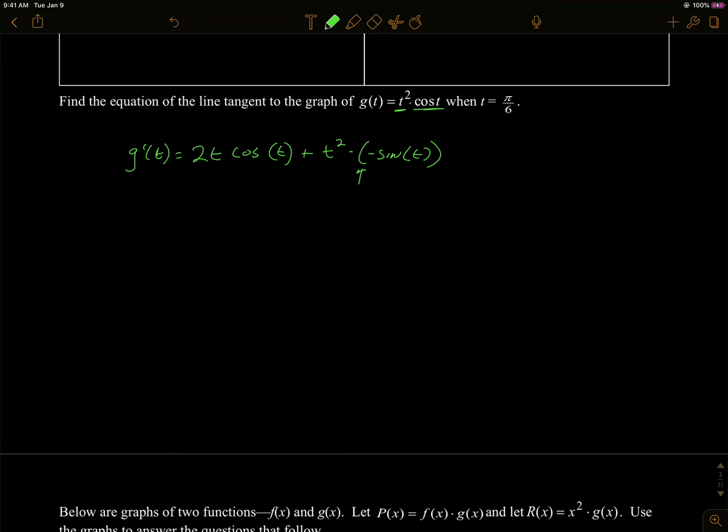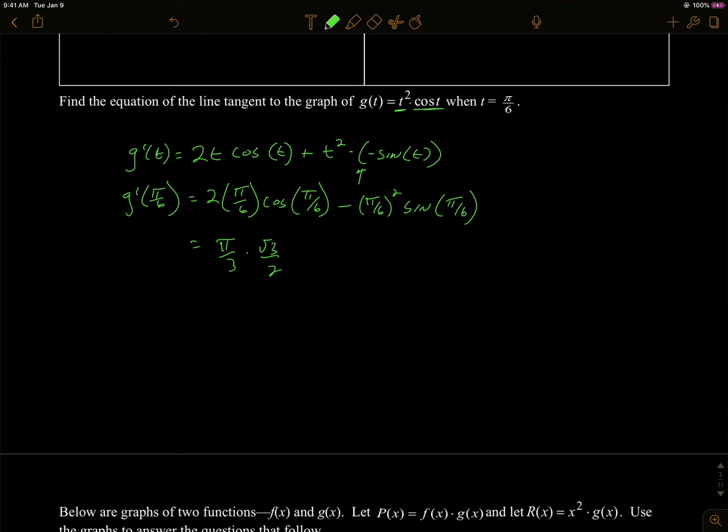I could start simplifying, but I'm just plugging in anyway, so it could be futile. I'm going to say 2 times pi over 6 times the cosine of pi over 6 minus, because of the negative times a t squared, pi over 6 squared times sine of pi over 6. All right, pi over 6 is 30 degrees, so I've got 2 pi over 6. That actually reduces to pi over 3. Cosine of pi over 6 is root 3 over 2, minus pi squared over 36, and then sine of pi over 6 is 1/2.